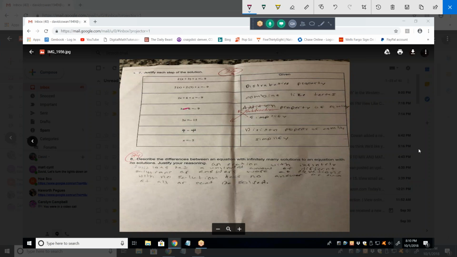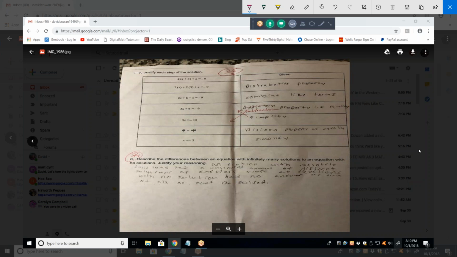So it's whatever you're doing to both sides. It's not what it shows. In other words, it is showing that that 6 is being added, but in order to get rid of the 6, you have to do the opposite. So you have to subtract. So you're using the subtraction property.